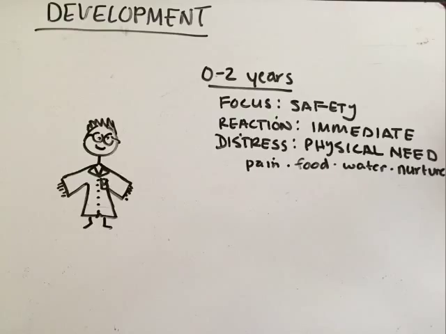So in short, from 0 to 2 years, your focus is safety, your reaction is immediate, and your distress is usually based on physical need: pain, food, water, and nurturing. And you express it in the only way you know how: tactile feeling, hitting, or yelling, noise.